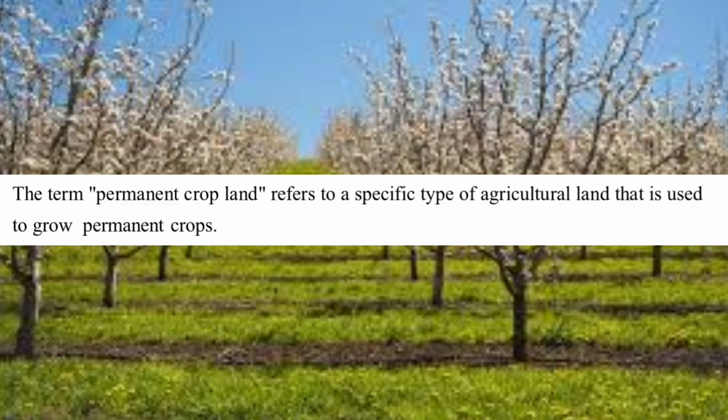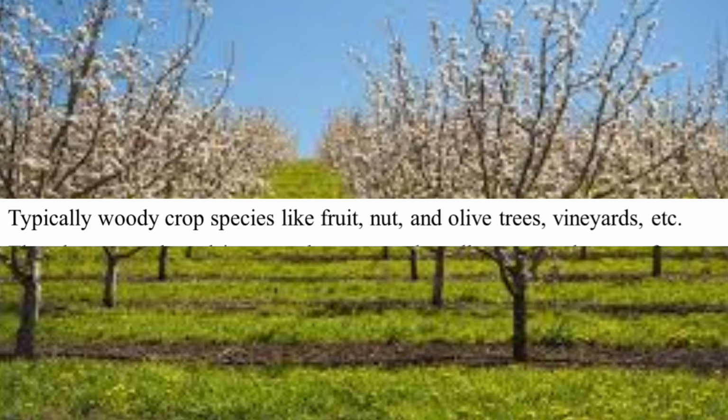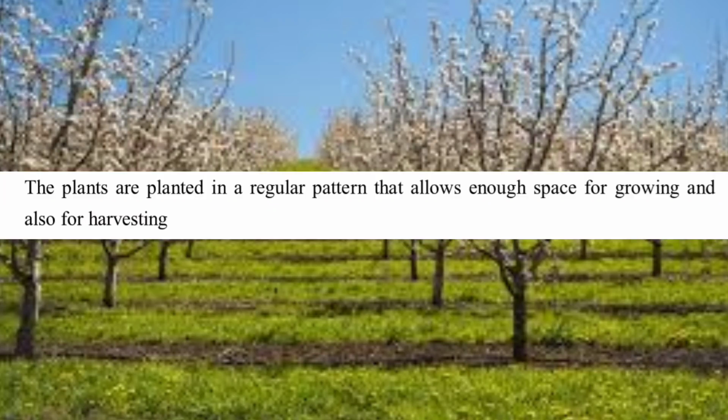And next we can see permanent cropland. The term permanent cropland refers to land that is used to grow permanent crops. Permanent crops typically include woody crop species like fruits, nuts, and olive trees. The plants are planted in a regular pattern that allows enough space for growing and also for harvesting.